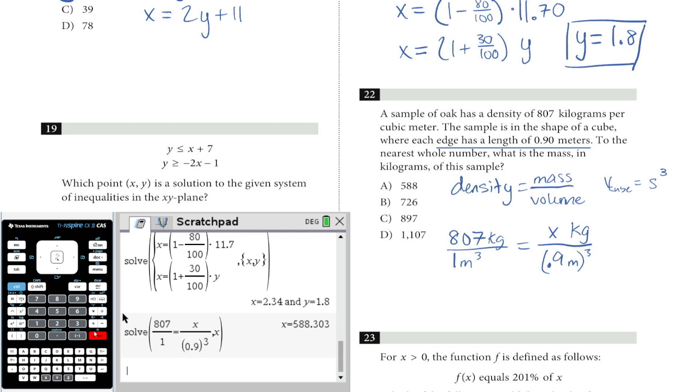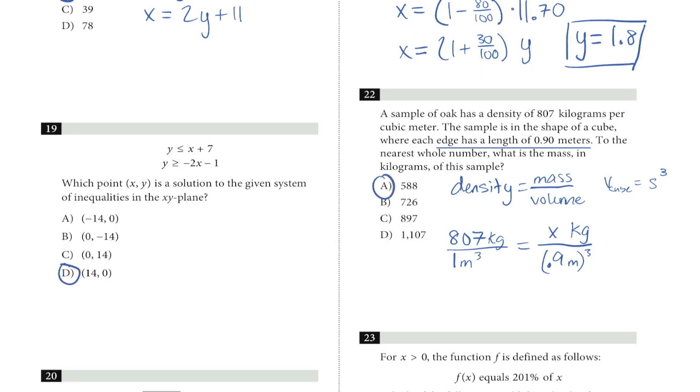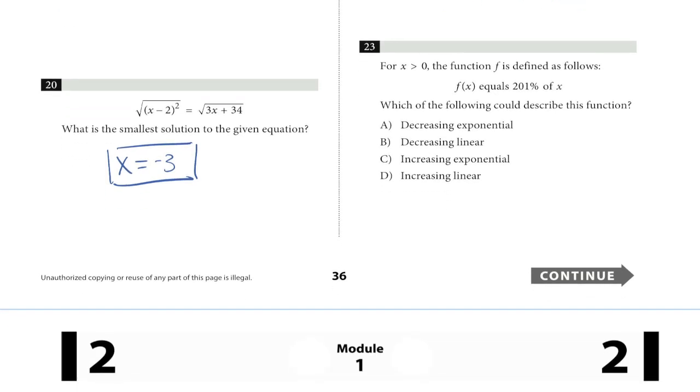And they said to the nearest whole number, so we got 588.303, so we'll just say 588. Okay. 23. For x is greater than 0, the function f is defined as follows. Which of the following could describe this function?